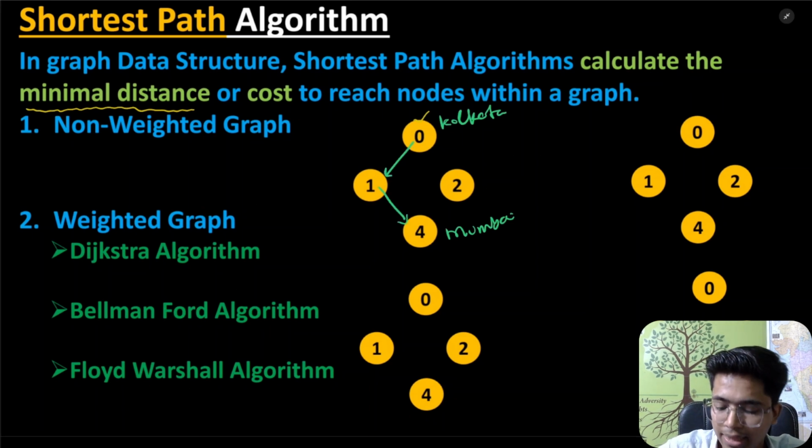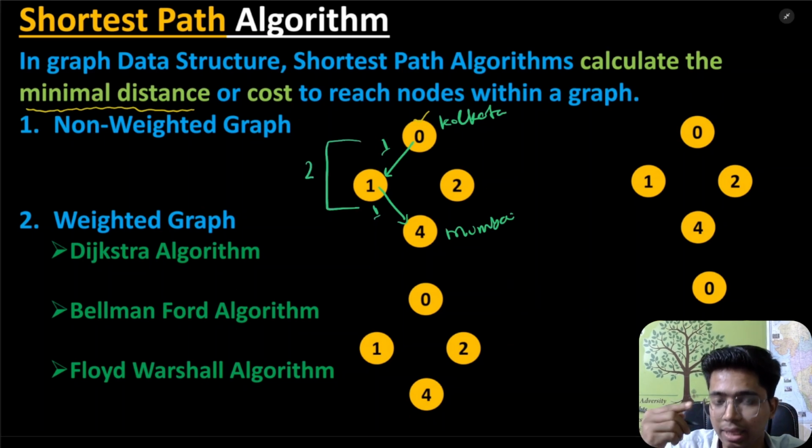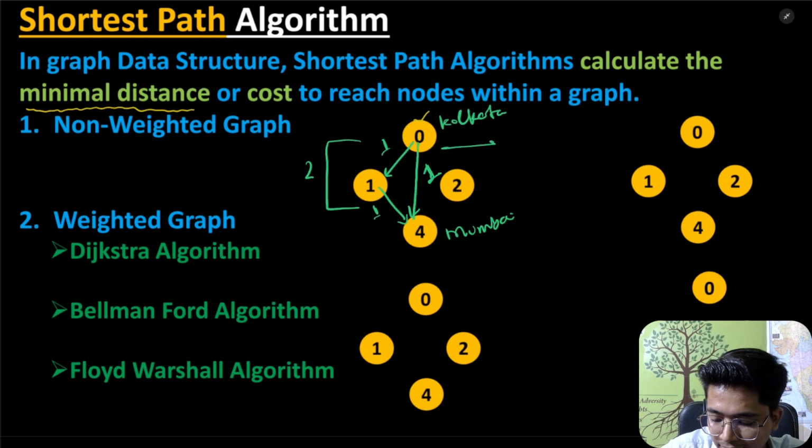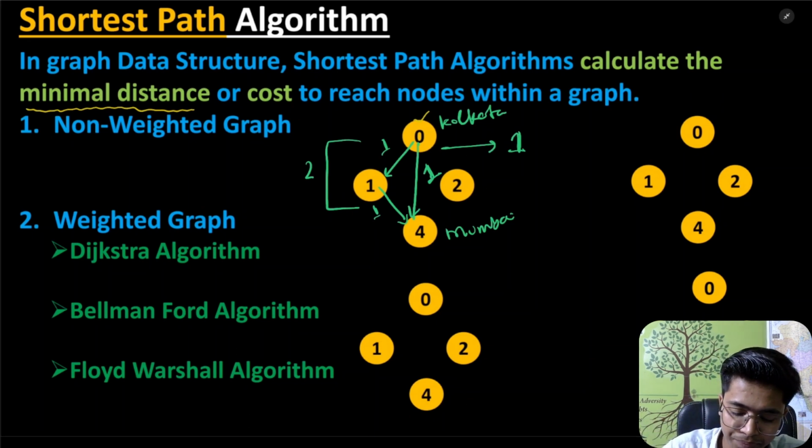So what will be the distance? Let's say this is 1 and this is 1. So the total distance from here we will be getting is 2. And let's say we are traversing directly through this, and this is also 1. So here the distance is 1. Now if we compare the two tracks, we get the minimum distance here, that is 1. And that is the core objective: we always have to find the minimum distance in shortest path algorithms.